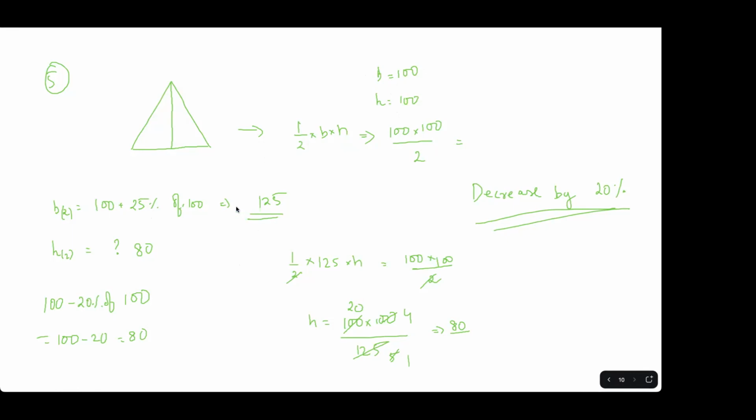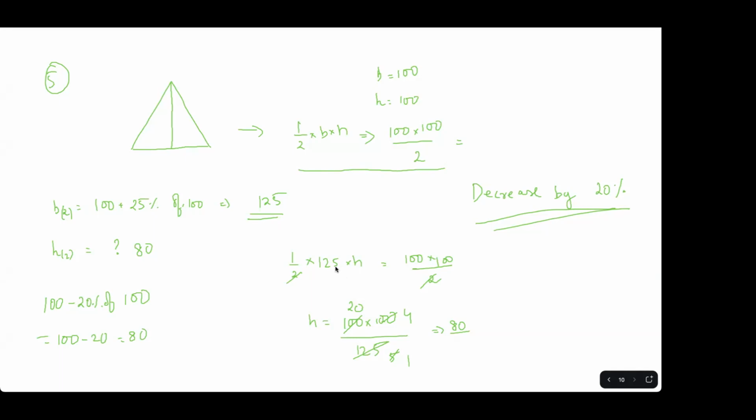Okay. Now they have said the area doesn't change. So if one thing is increasing, the other thing will have to decrease so that the area doesn't change with respect to the first value. Correct? If our area should come out the same, then the height will have to decrease. Did you understand this logically?